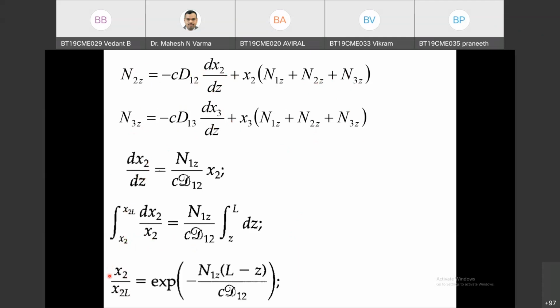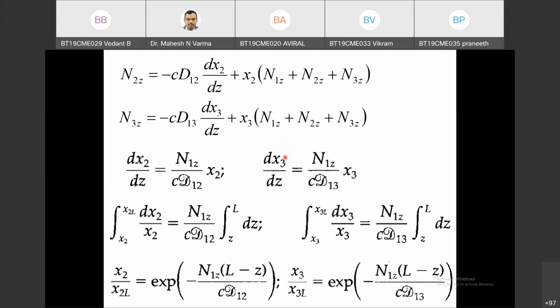So this is the concentration profile for species 2. And similarly, I can get it for species 3 by integrating this equation. And this is the concentration profile for species 3. And I know one fact, because this is a three component system, XA1 plus XA2 plus XA3 will be equal to 1. This is one condition, and this is the concentration profile for species 2, this is the concentration profile for species 1. Using this, I can get the value of N1Z.